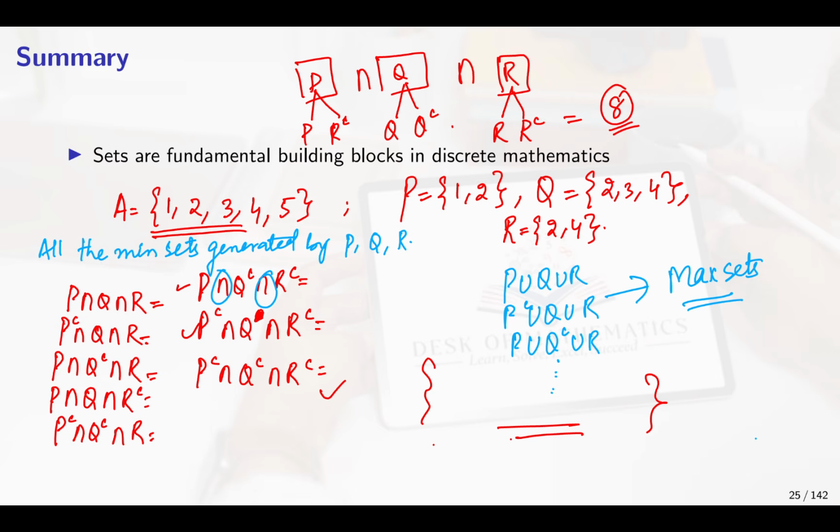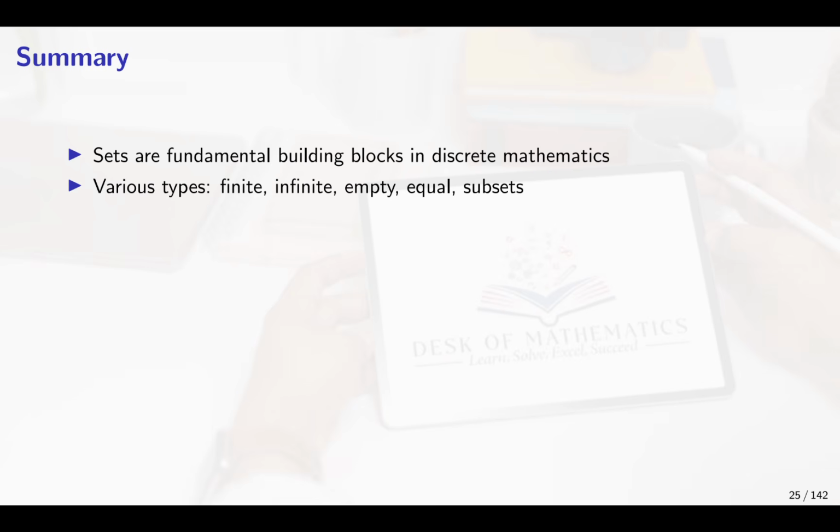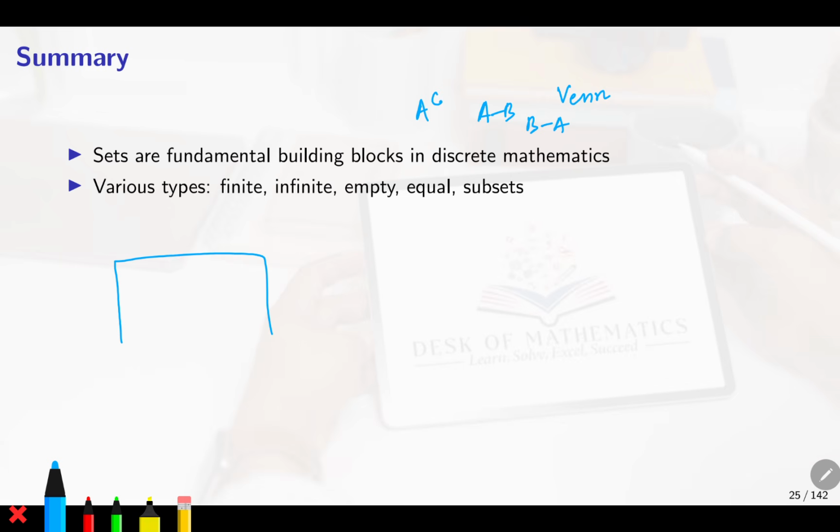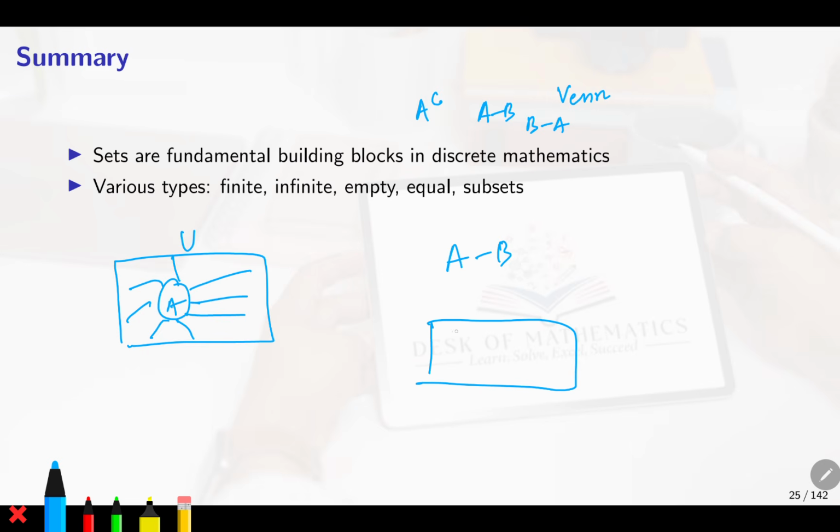So in the set theory, what are the important things for your exam? Go through it. First, you have to draw the Venn diagrams. For example, they will ask you to draw the Venn diagram of A complement, A minus B, B minus A. For A complement, this is your U, this is your A, so the complement is the area that's outside. Okay, A minus B: take the universal set, this is your A, this is your B. A minus B, you are excluding the B, so this is the area.